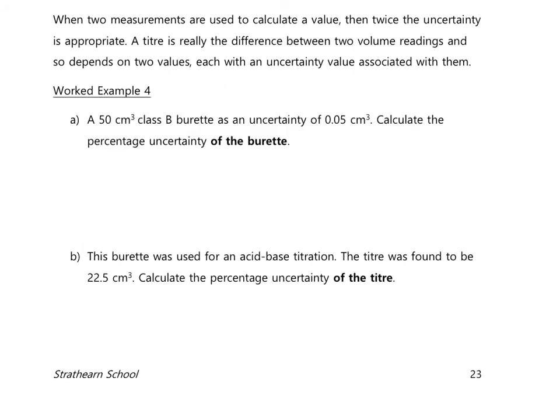So let's try worked example 4 here, and this is where you've got to be really careful to read the question. Here in part A, you're told that you've got a 50 centimetre cubed burette with an uncertainty of 0.05 centimetres cubed. Calculate the percentage uncertainty of the burette. So you're simply being asked to calculate the percentage uncertainty of the burette, not of a titre. And with that, you could be using the burette just to get one reading as such. So if it's just of the piece of apparatus, then it's only 1 times the uncertainty value.